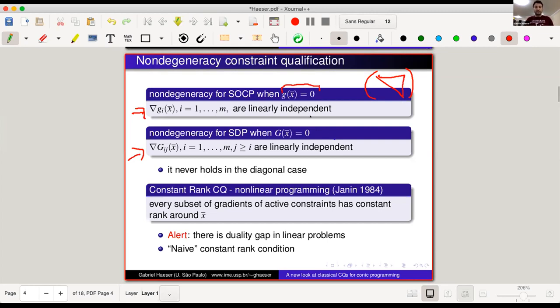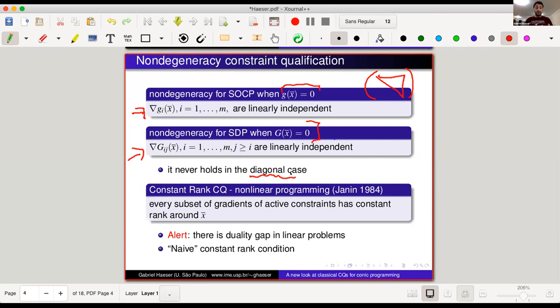So one thing that catches our attention is that for SDP, when you have a diagonal case, which is a very simple case, because if you have a nonlinear programming problem, it's very natural to consider it as an SDP problem, putting the constraint in the diagonal. But in this case, this non-degeneracy condition never holds, because you have a constraint whose gradient is 0, so it's not linearly independent. So this is weird for us coming from nonlinear programming.